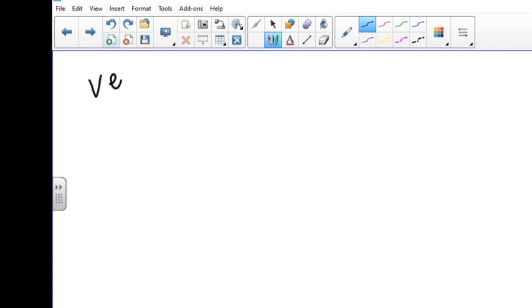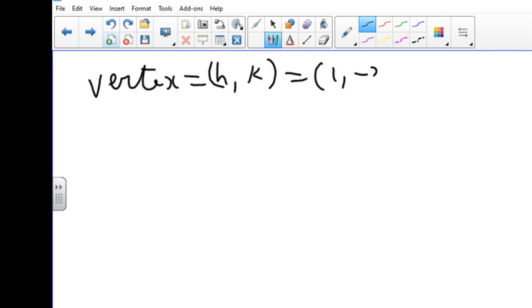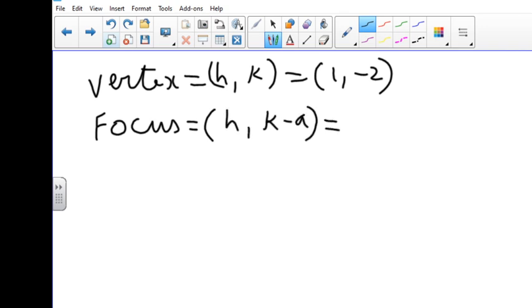Vertex is nothing but h comma k. So h comma k we have got here as 1 comma minus 2. So 1 comma minus 2 is the vertex. Then focus. Focus here is h comma k minus a, so it is equal to 1 comma minus 4.